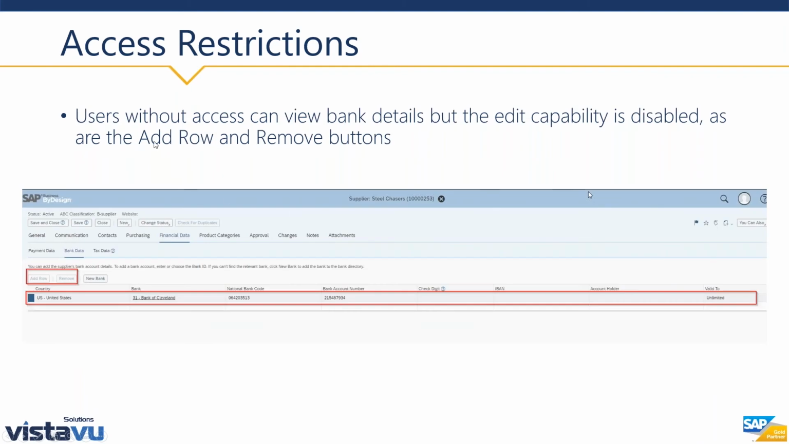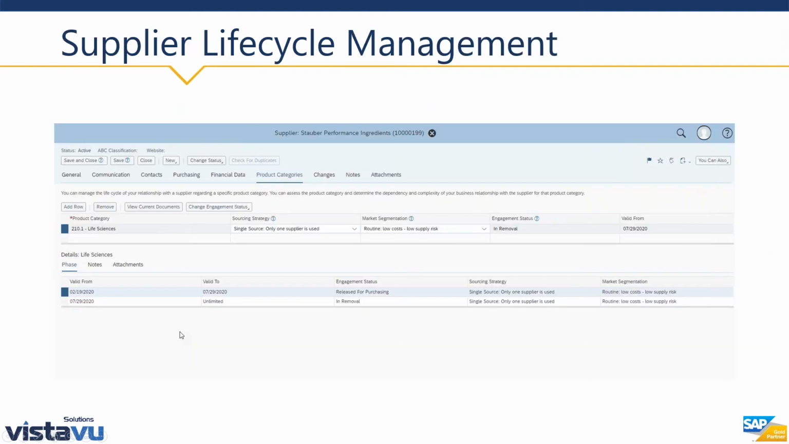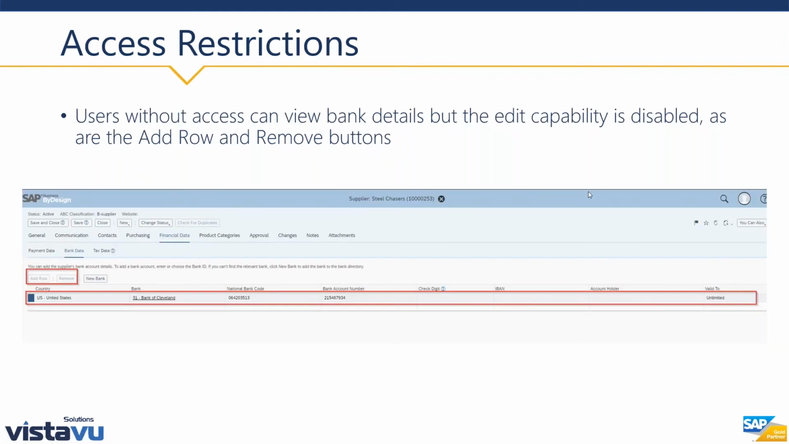And so what you'll see is users without access can view any of the bank details. So again, you might not necessarily want them to view the bank details, but their edit capabilities are disabled, as are the add row and remove buttons. They can add new banks, but it doesn't append it to the supplier record. All right. So just showing that real quick.